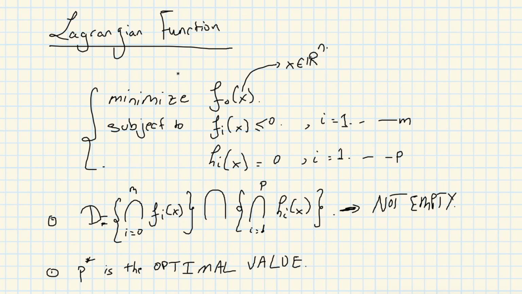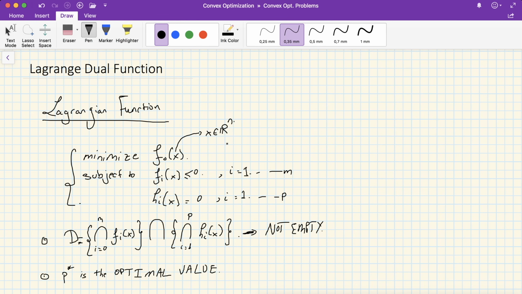One thing to notice is that we're tackling an optimization problem in standard form. So in general, we do not assume that the problem is convex. This problem need not be convex. So it's any optimization problem.